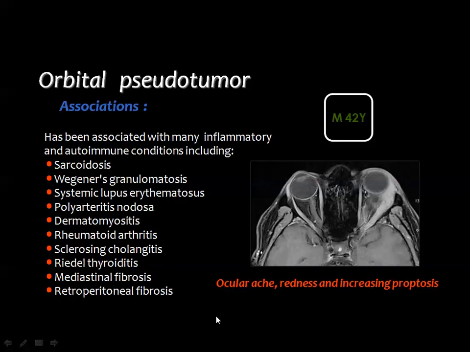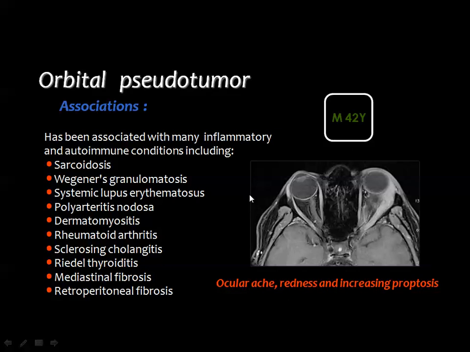Orbital pseudotumor, being an autoimmune process, may be associated with other conditions like sarcoid, Wegener's granulomatosis, systemic lupus, polyarteritis nodosa, dermatomyositis, rheumatoid arthritis, sclerosing cholangitis, Riedel thyroiditis, mediastinal fibrosis, and retroperitoneal fibrosis.